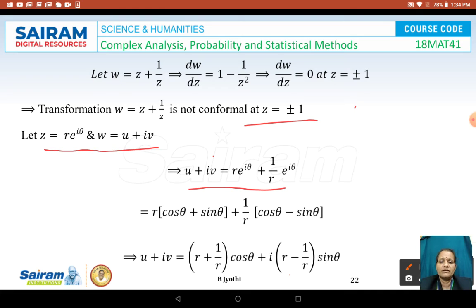This e power minus i theta it has to be. Now, this e power i theta can be written as cos theta plus i sin theta, and this one cos theta minus i sin theta. So, u plus iv will be equal to r plus 1 by r cos theta plus i into r minus 1 by r into sin theta. Therefore, u is the real part and v is the imaginary part.